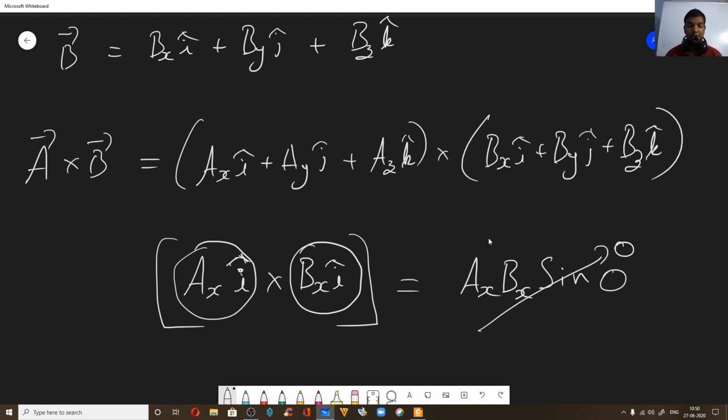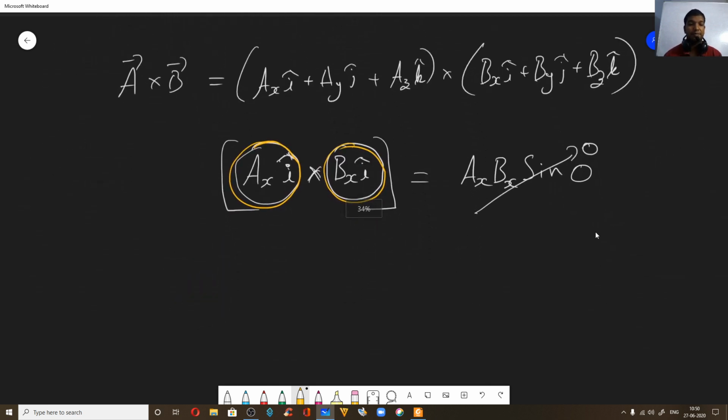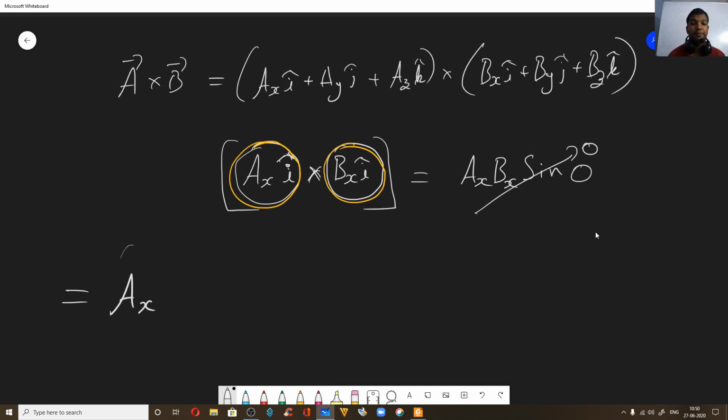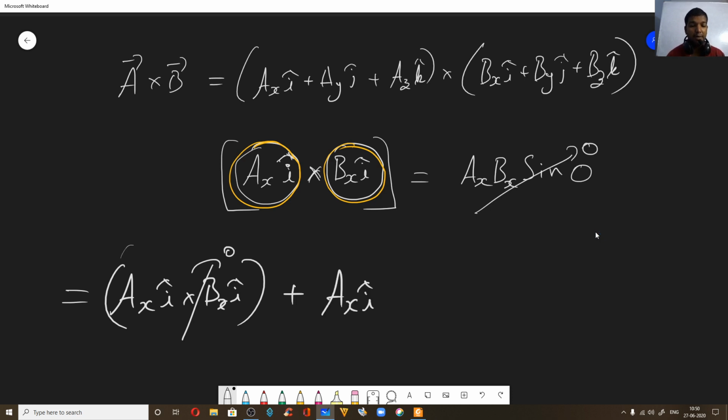So the cross product of, see, you should treat this as a vector. ax i cap is technically a vector. bx i cap is also a vector, right? Now the cross product of two vectors, if you are getting 0, just ignore it. So you won't get anything, right? So coming back, you can write it as ax i cap cross bx i cap. Now this is actually 0, plus now ax i cap cross by j cap.